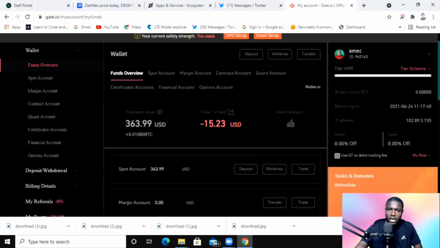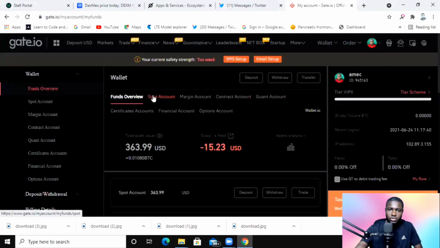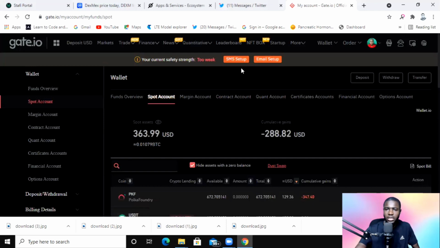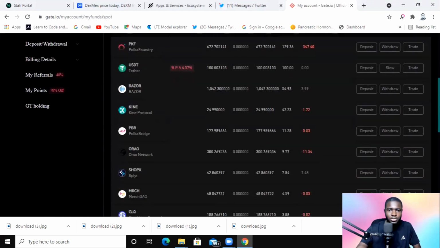I deposited USDT, and what I'm going to do now is I'm going to go to spot account, and I'm going to transfer that USDT into my contract account, right? So, the market is so bearish right now. Damn. So this is the USDT here. I have 100 USDT, right?